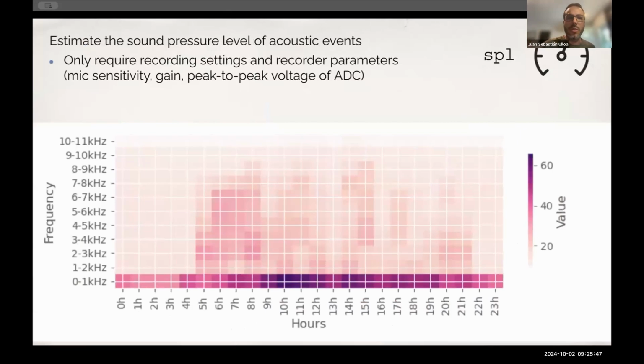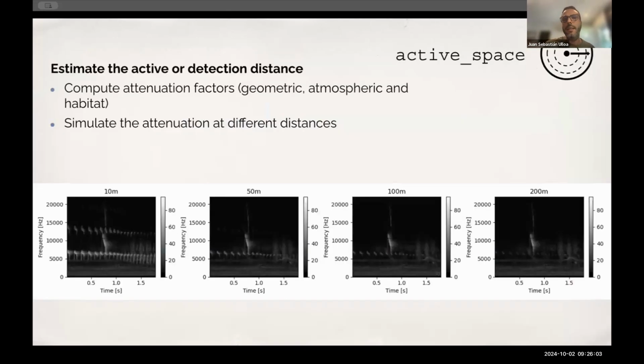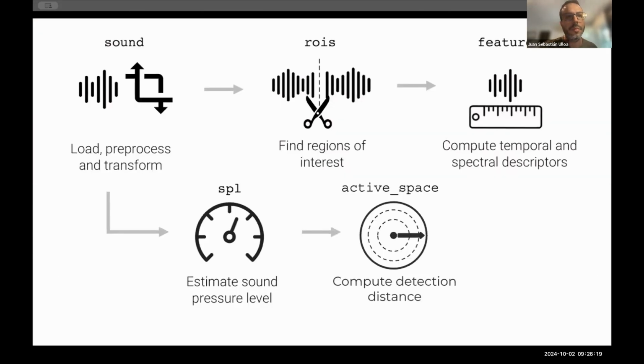We have another module that allows you to estimate the sound pressure level of acoustic events. You would require, of course, some data, such as the microphone sensitivity, the gain, and the peak-to-peak voltage of the ADC to get these estimates. And you can use that in another module, active space, to estimate the active or detection distance of your signal. You can compute the attenuation factors and simulate the attenuation at different distances.